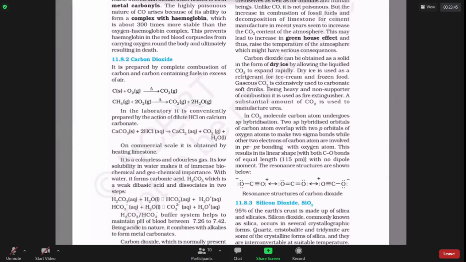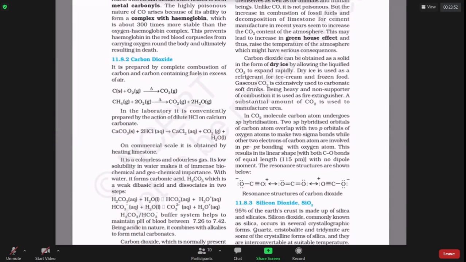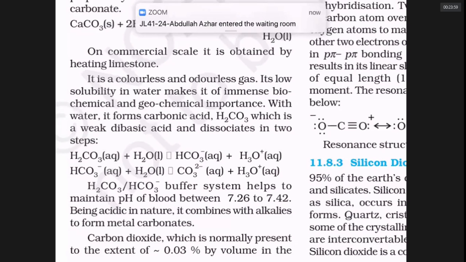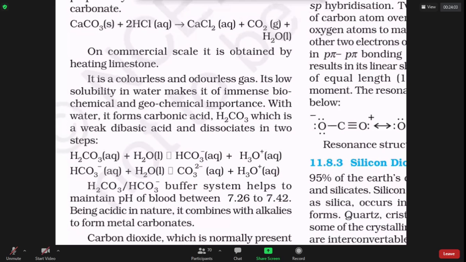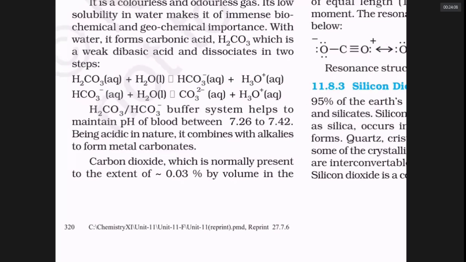When it dissolves in water, you get H2CO3. The soda which you buy in the market is made with carbon dioxide dissolved in water. When carbon dioxide dissolves in water, you get H2CO3, known as carbonic acid. Carbonic acid can give H+ ion, so it is an acid. The H2CO3 carbonic acid and NaHCO3 sodium bicarbonate, known as baking soda, form a buffer system that helps in maintaining pH 7.26 to 7.42.